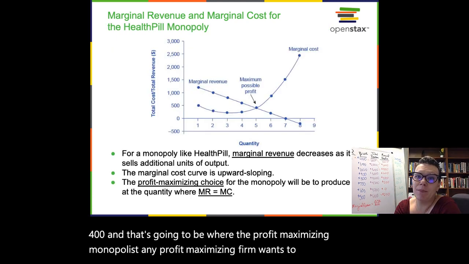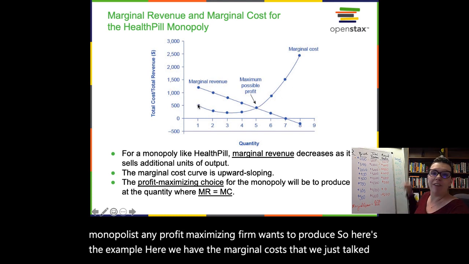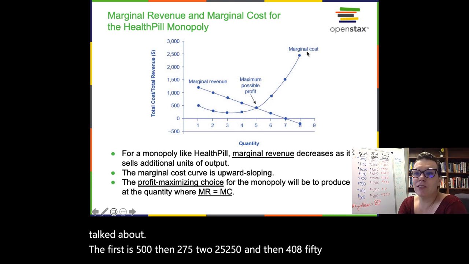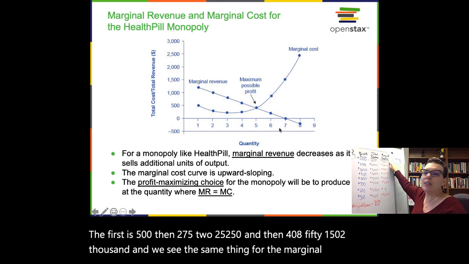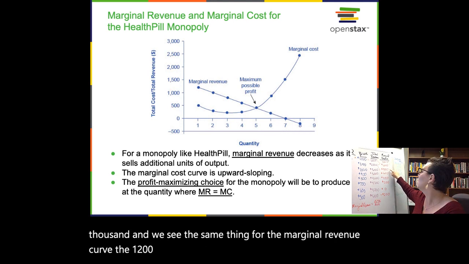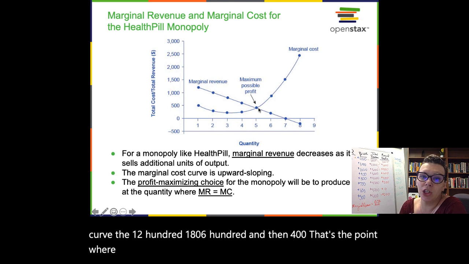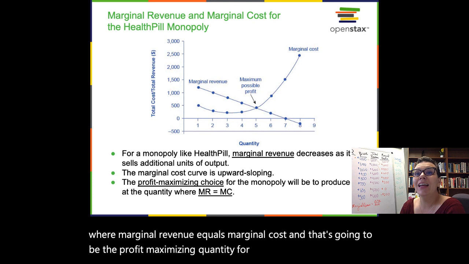So here's the example. Here we have the marginal costs that we just talked about, where the first is 500, then 275, 225, 250, and then 400, 850, 1,500, 2,000. And we see the same thing for the marginal revenue curve. The 1,200, 1,000, 800, 600, and then 400. That's the point where marginal revenue equals marginal cost. And that's going to be the profit maximizing quantity for this firm.